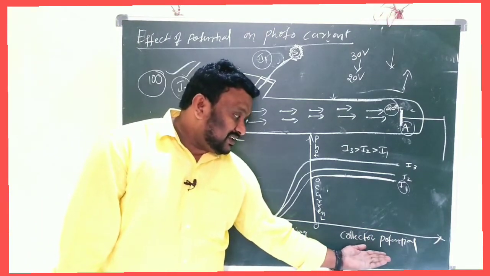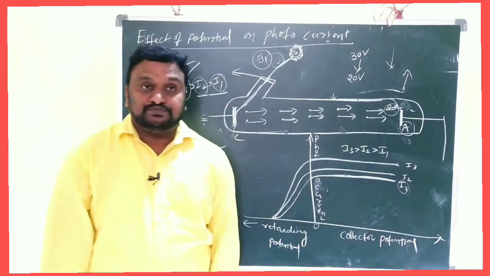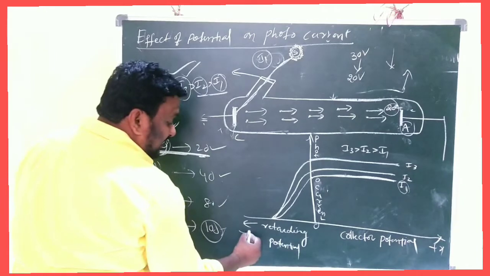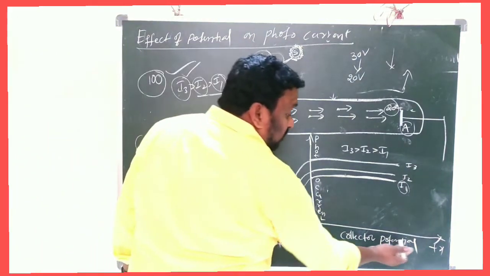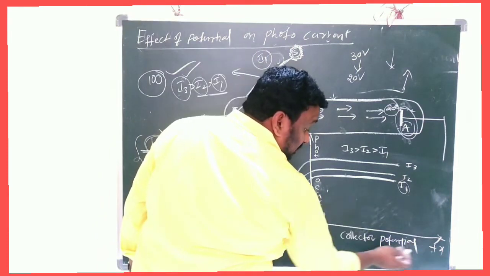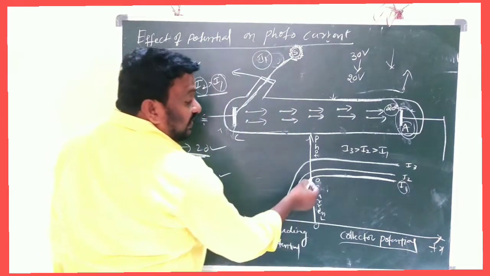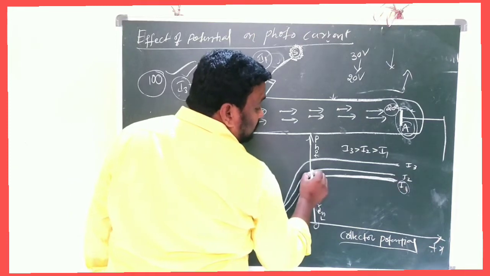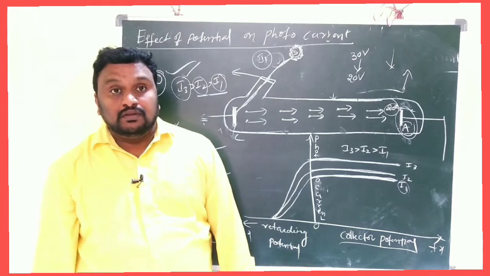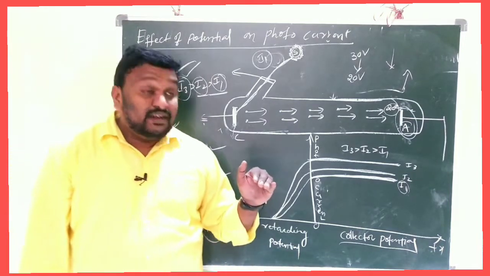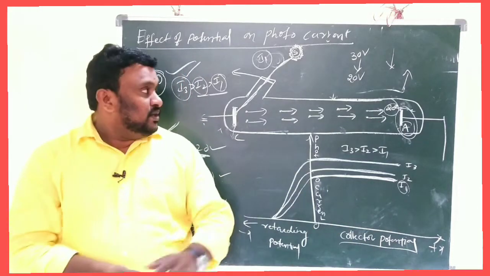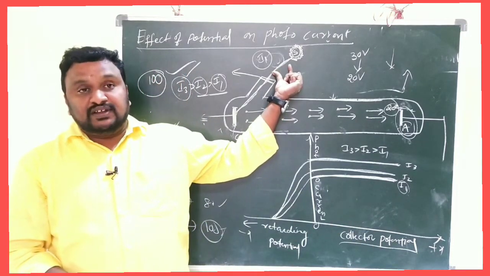When the collector potential is positive, this is plus x and this is minus x. When the value of A is positive, the collector is nothing but A. When the potential is positive, what are you getting? Saturation current I1 for intensity I1, I2 and I3 like that. Clear? For example, children, I1 is the intensity of light.